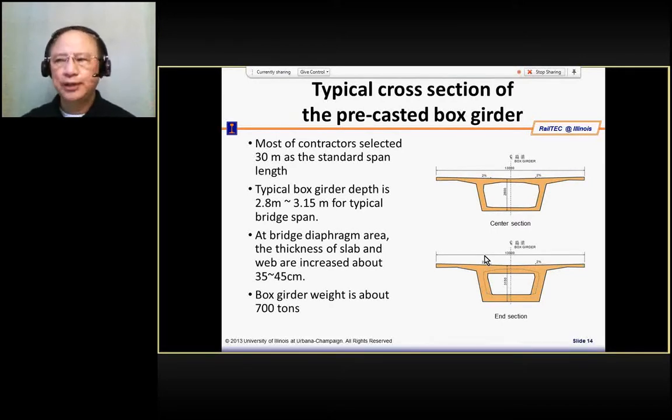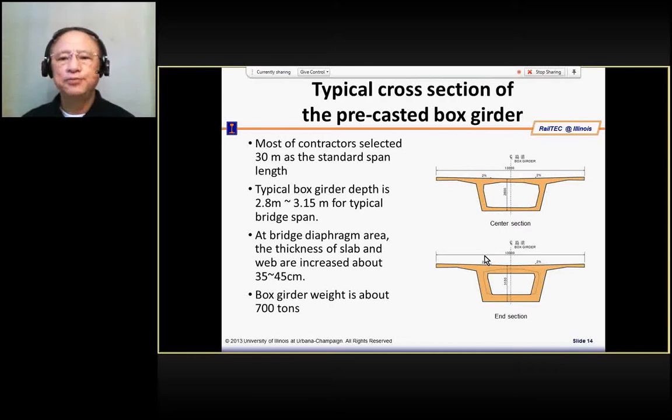So usually most of them are designed for 30 meters in length. With more advanced construction, better quality, and better manufacturing skill, nowadays you can construct 40 meters in length.